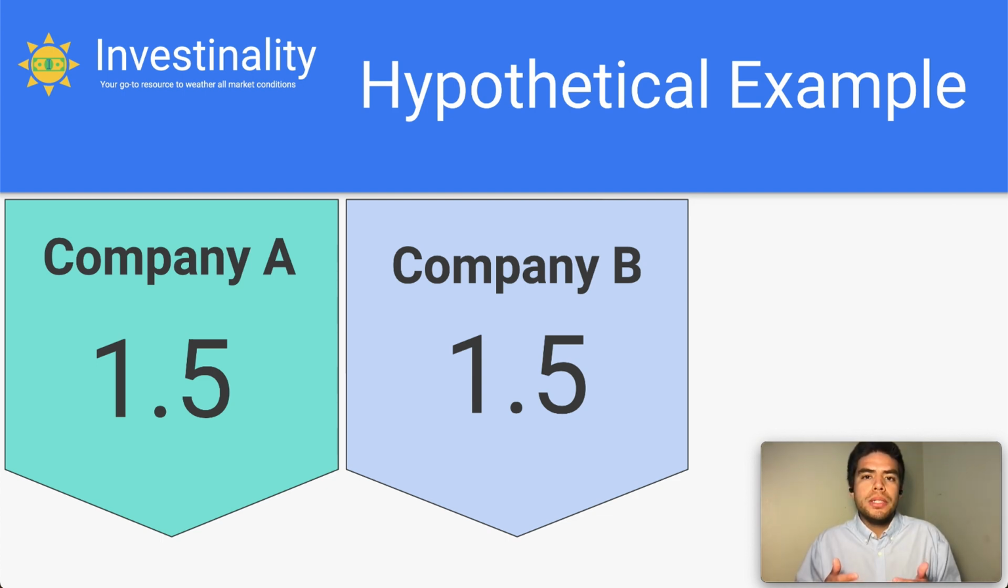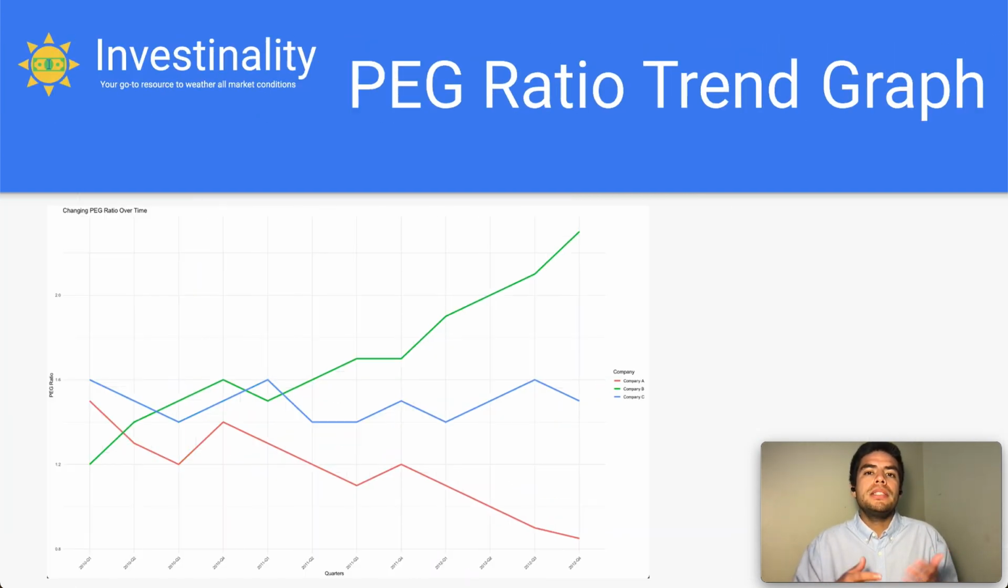Now, let's put this into perspective with three different companies and compare which of them would be most profitable based on their PEG ratio. One thing to consider with these companies is to make sure we're comparing apples to apples rather than apples to oranges. Now imagine we have these trends. Company A has a decreasing PEG ratio, Company B has an increasing PEG ratio, and Company C has a somewhat steady PEG ratio.